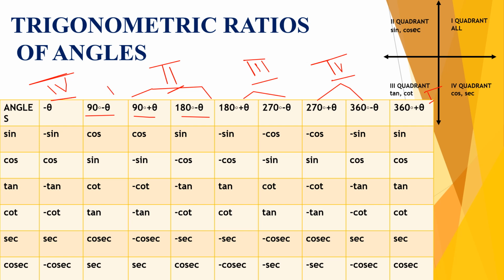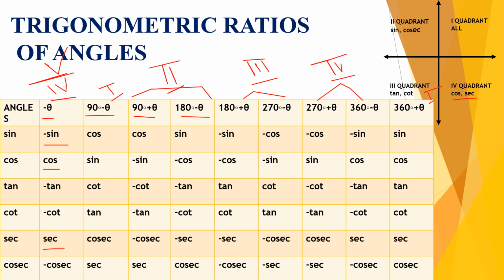Now, when we take the fourth quadrant, minus theta. In the fourth quadrant, cos and secant will be positive. The remaining values are negative. So what are we getting? Sine of minus theta is minus sine theta. Cos of minus theta is cos theta.